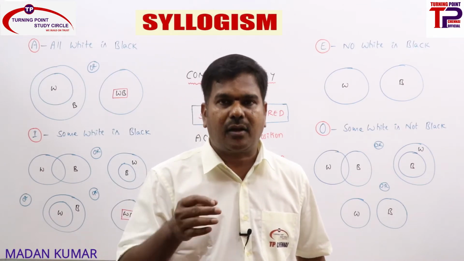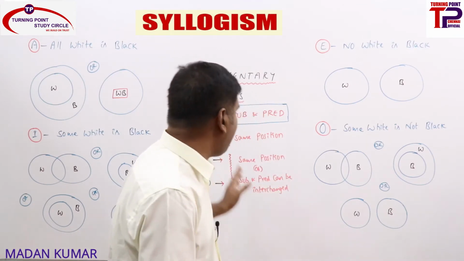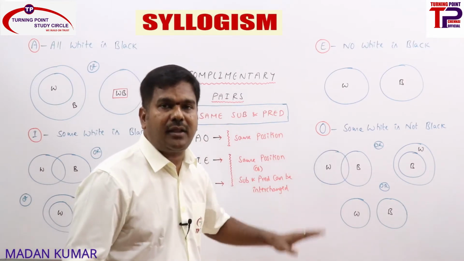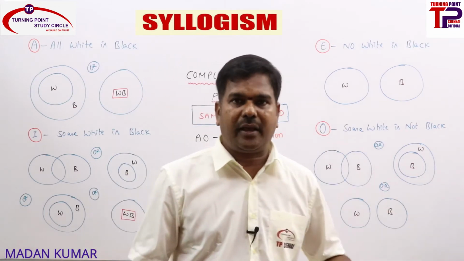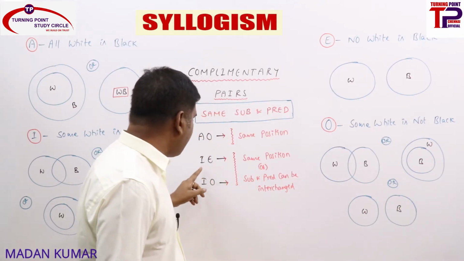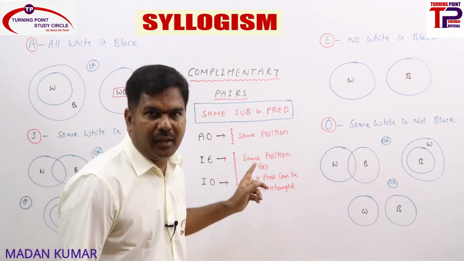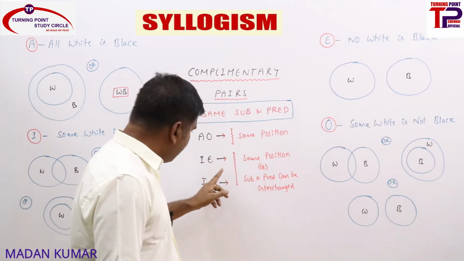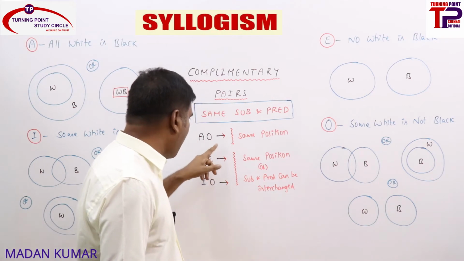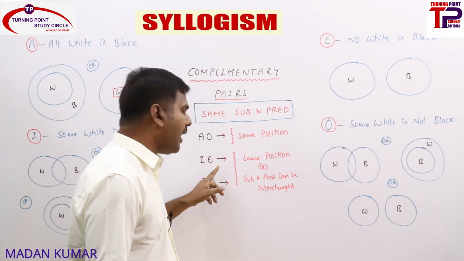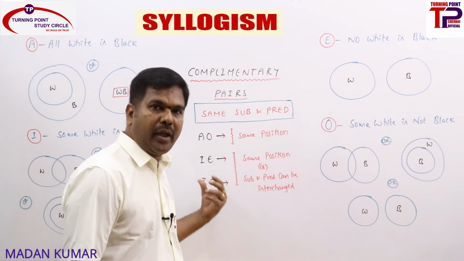So why are they not complementary pairs? Other than three, why don't we have any other complementary pairs? That we can discuss in detail based on Venn diagrams. Now we mentioned AO pair, IE pair, IO pair, right? It can be even OA pair, EI pair, OI pair also, nothing wrong. So it can be AO pair or OA pair. We can say IE pair or EI pair, IO pair or OI pair, nothing wrong.